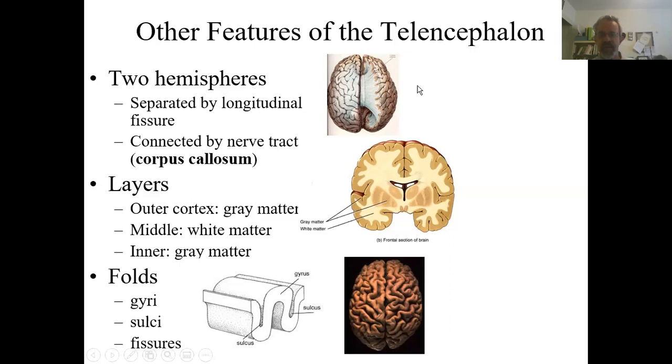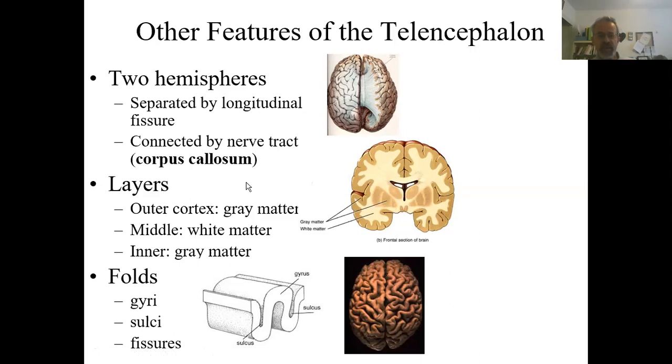If we take a slice through here, what we're going to see is this gray matter, which are mostly cell bodies and dendrites. We have another bit of gray matter on the interior. But in between those two, we have white matter, which are myelinated axons. So cell bodies and dendrites, gray matter, sandwiching the white matter, which are the axons.